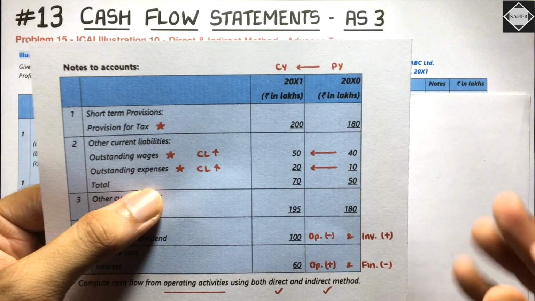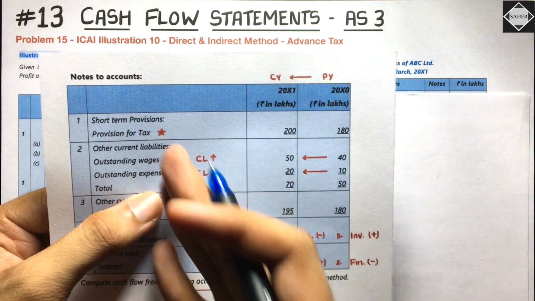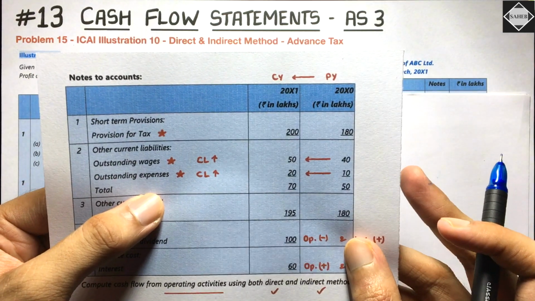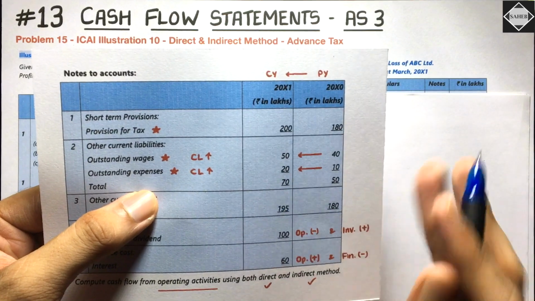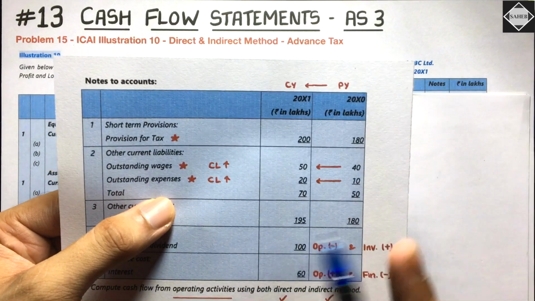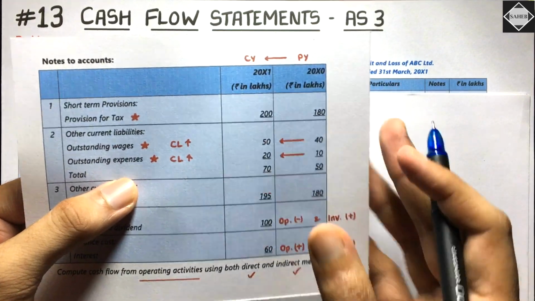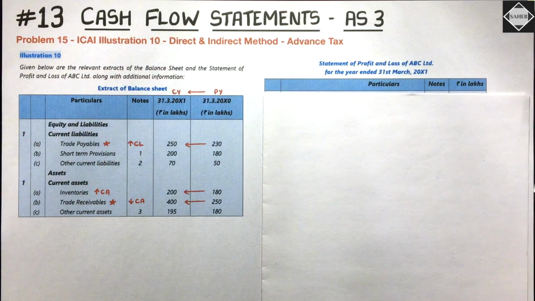We'll come to that. But in indirect method, what will happen? In indirect method, these are operating current liabilities, right? You will take them in working capital changes. What is happening to them? From 40 it has become 50, from 10 it has become 20. Both are increasing. These are current liabilities. So you will add this in operating activities under working capital changes. Is it clear? Simple. Okay, fine, understood.